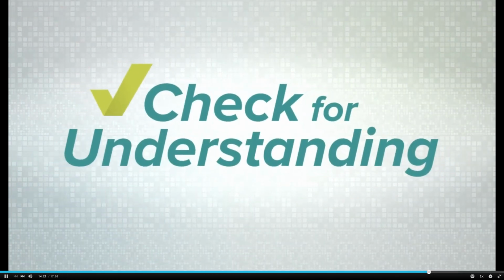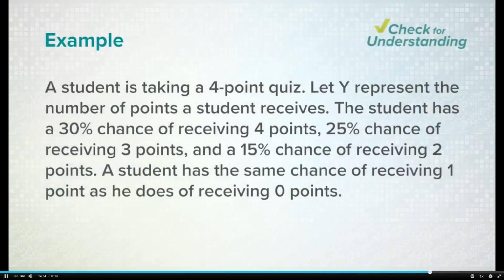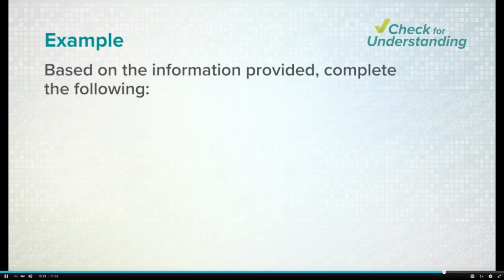Now let's test what you've learned so far with a check for understanding. A student is taking a 4-point quiz. Let Y represent the number of points a student receives. The student has a 30% chance of receiving 4 points, 25% chance of receiving 3 points, a 15% chance of receiving 2 points. A student has the same chance of receiving 1 point as he does of receiving 0 points. Based on the information provided, complete the following.